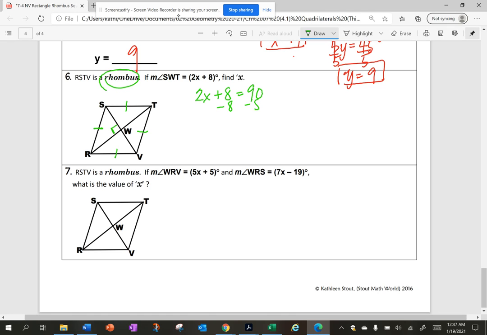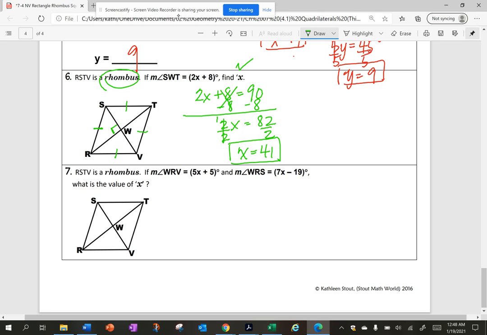So I'm going to subtract 8 from both sides. I get 2x equals 82. Divide both sides by 2. And I get x equals 41. It's just asking me to find x. Make sure you answer the question.